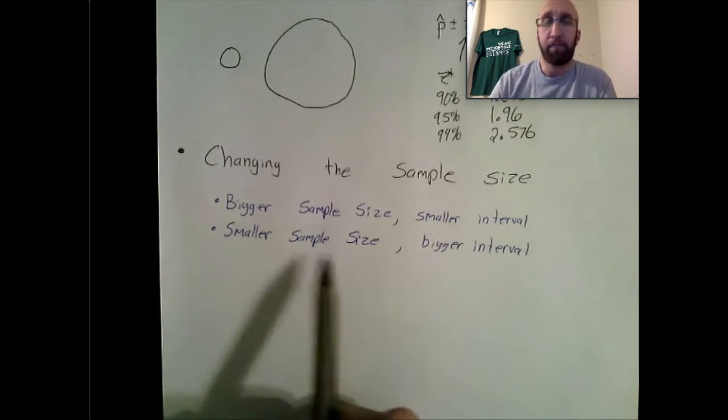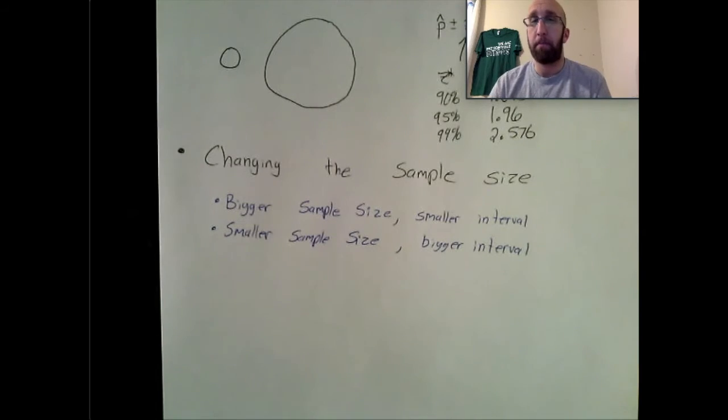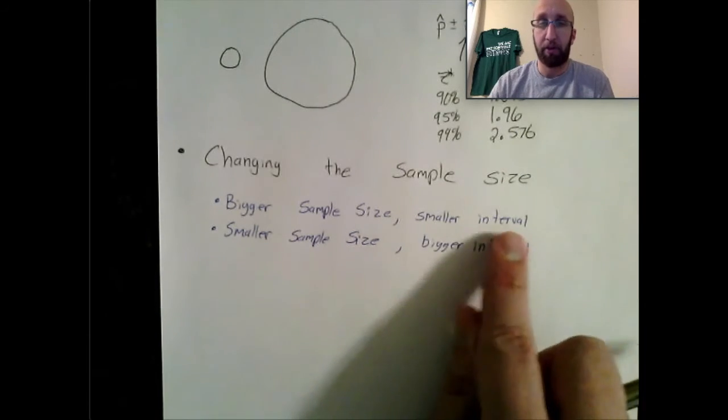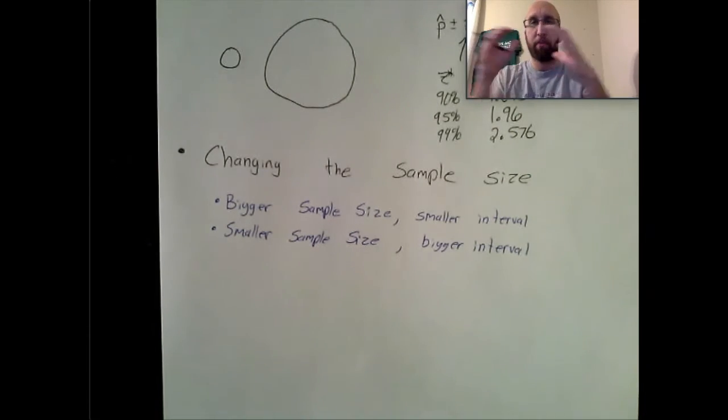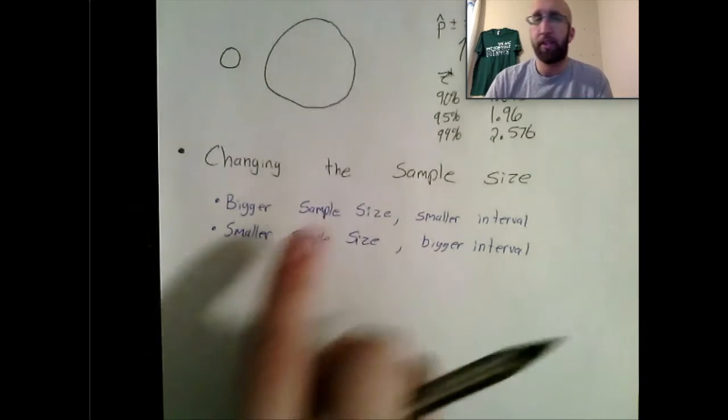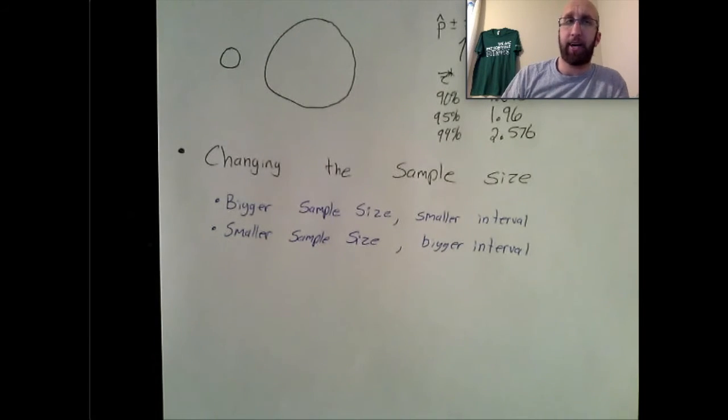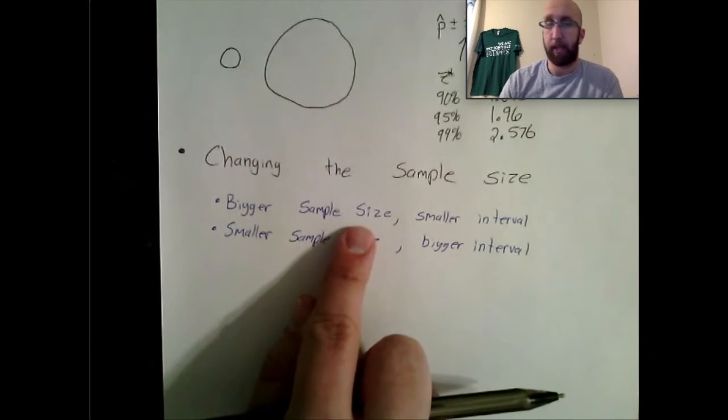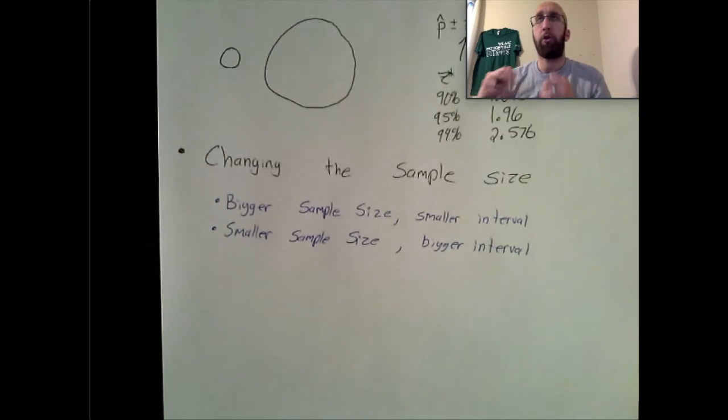If you have a smaller sample size, you're going to end up with a bigger interval. Now, again, when I'm saying smaller interval and bigger interval, I'm talking about the margin of error, the size of your interval. Big intervals, small intervals. You get the idea. So let's talk about why this makes sense non-mathematically, and then we'll look why it makes sense mathematically. So if you get a bigger sample size, that means you're learning more about your population.